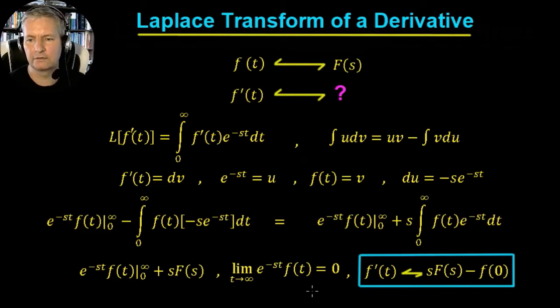So eventually you can write that if you have a function f prime of t, the Laplace transform of that function is just going to be s times F of s minus f of 0, which is this section here. So let's go ahead and look and see what happens when you look at the second derivative and the third derivative.